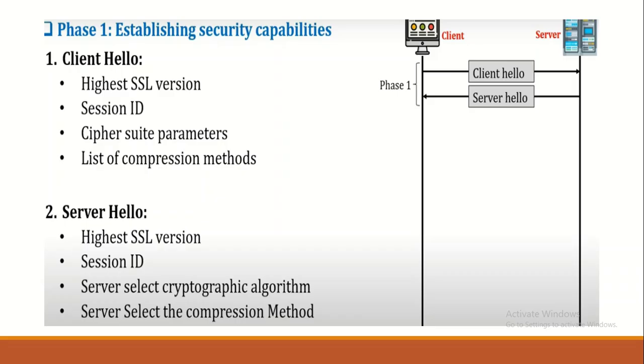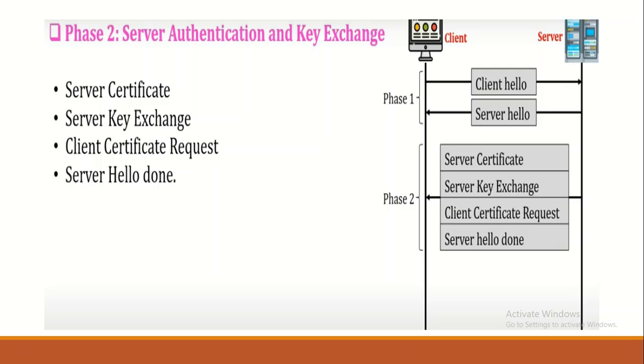On the server side, it will take the highest SSL version and the session ID, and then select from the parameters. Within these parameters, it will select some algorithms and some compression methods. This comes under phase one. Phase two is server authentication and key exchange.